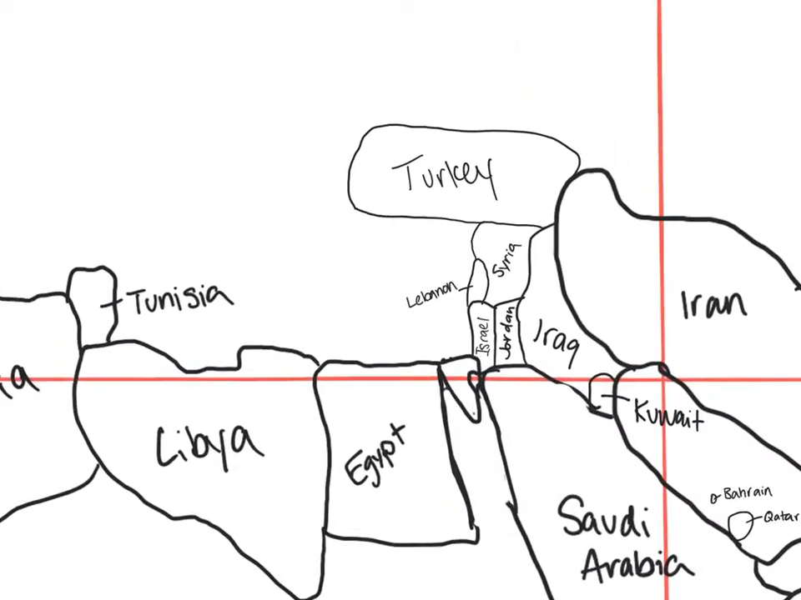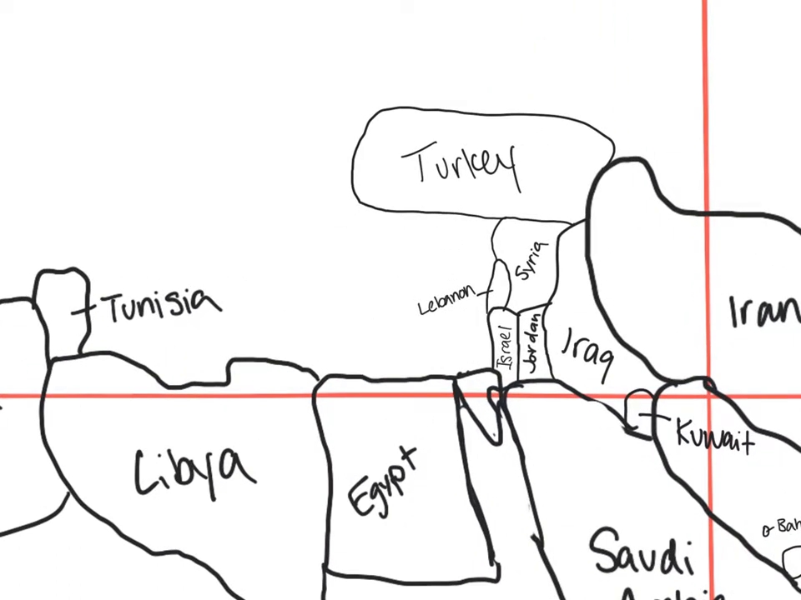We also need to add in Cyprus. Cyprus is an island. That's an island that we need. Cyprus.